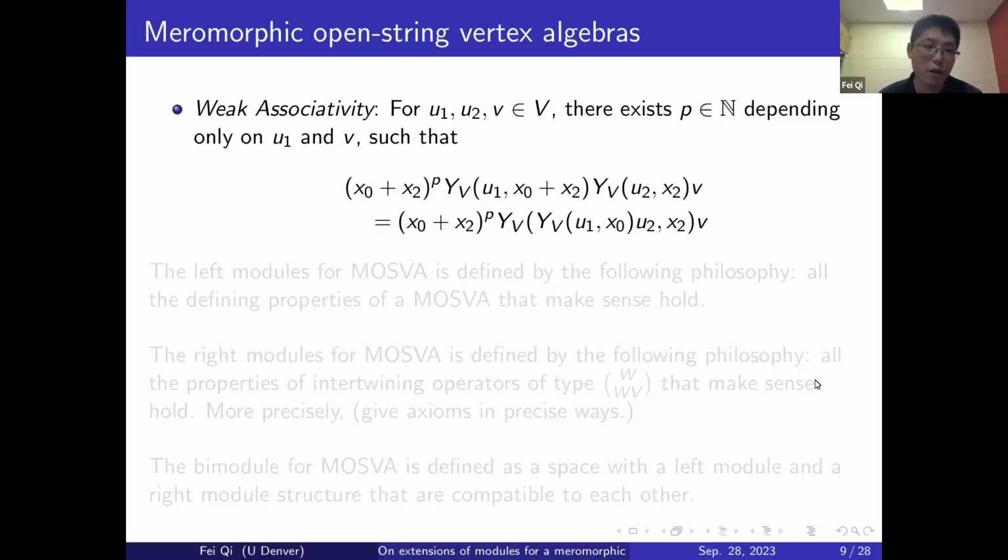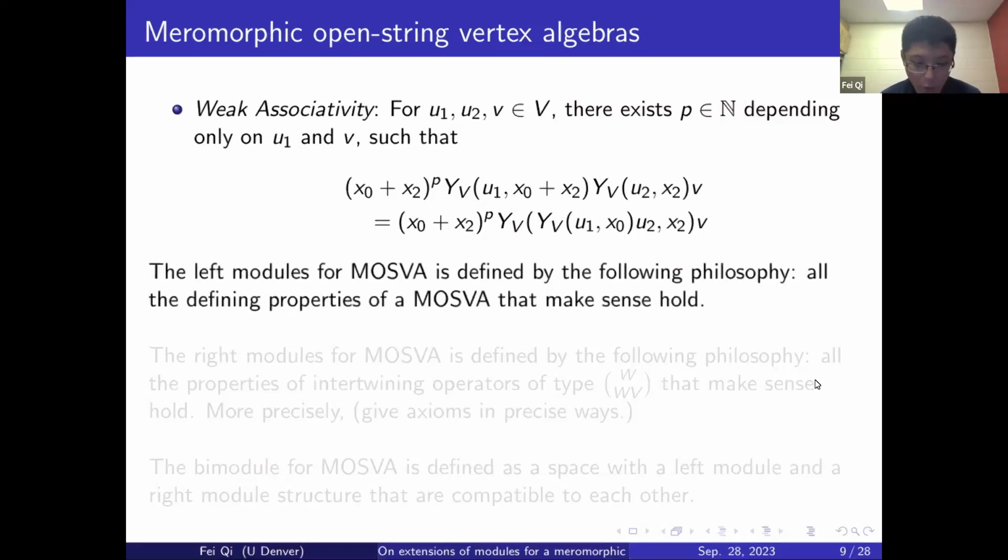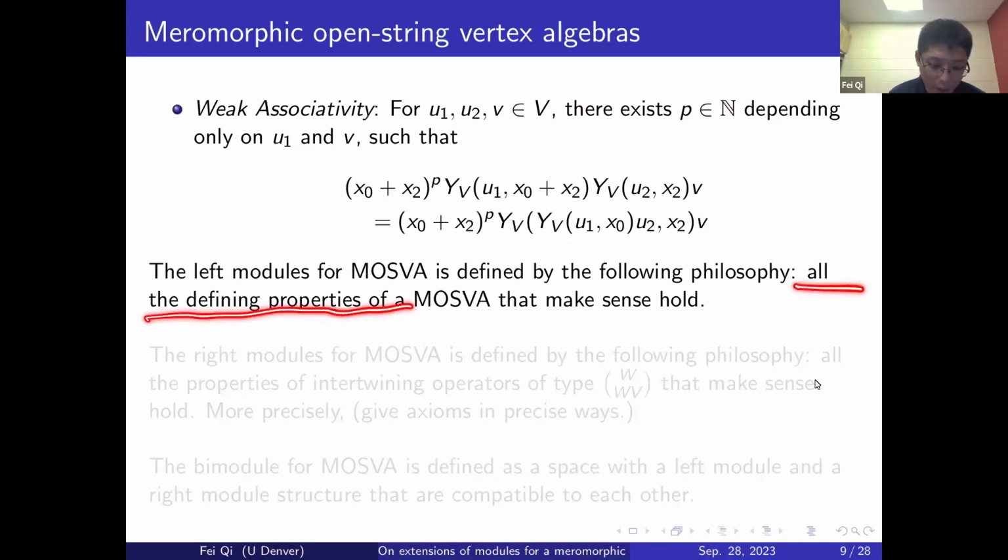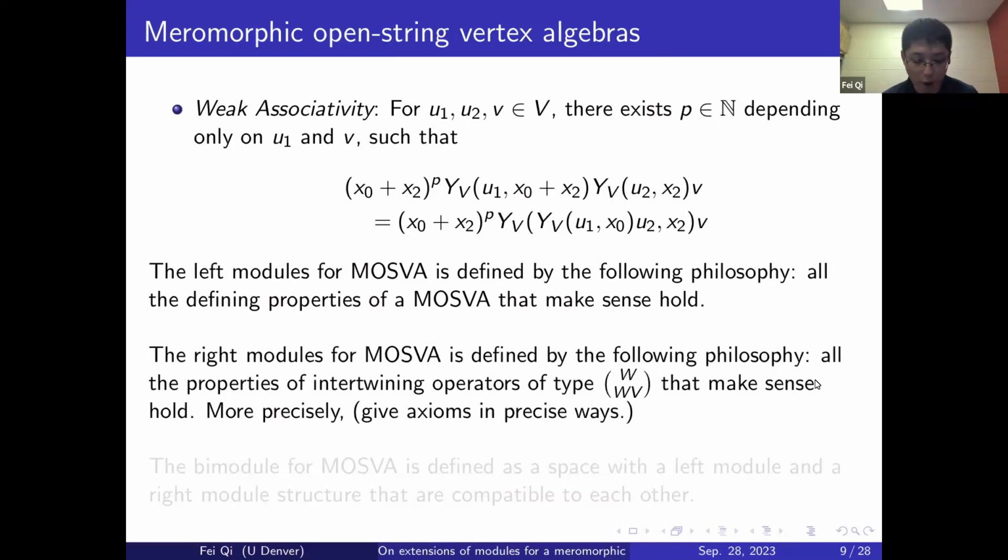Now, a few more. Once the algebra is clear, then we could actually define the left modules and right modules using the philosophy that all the defining properties of an algebra that makes sense should hold. This has been a very widespread philosophy in defining the modules and also the related notions. So left modules are defined with similar properties, and for the right modules, on the other hand, we will need to change a little bit.